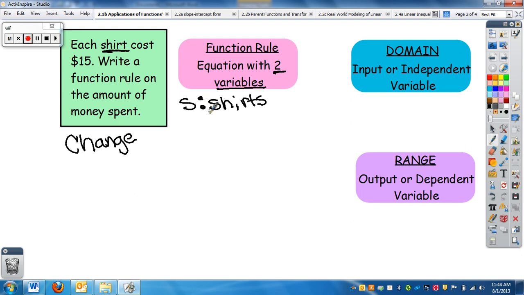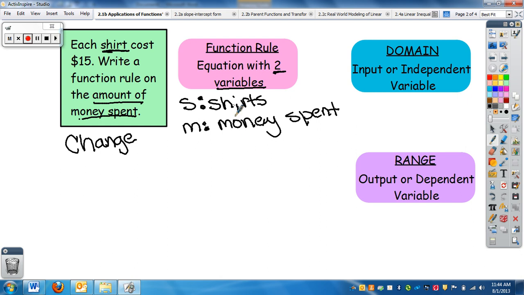And you can pick any letter, it doesn't matter. I generally like to pick variables that match what it's talking about to help keep things straight. And then every time you buy something, you have the amount of money you spend. So if you bought two shirts, it would cost you $30. So you can go M, and that would be your money spent.